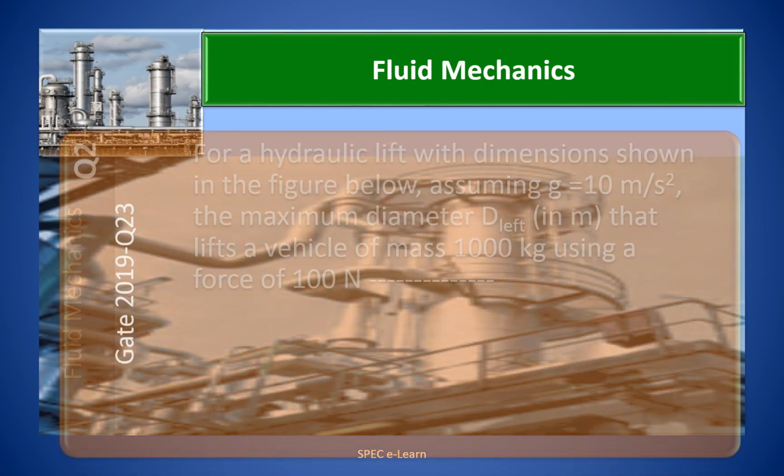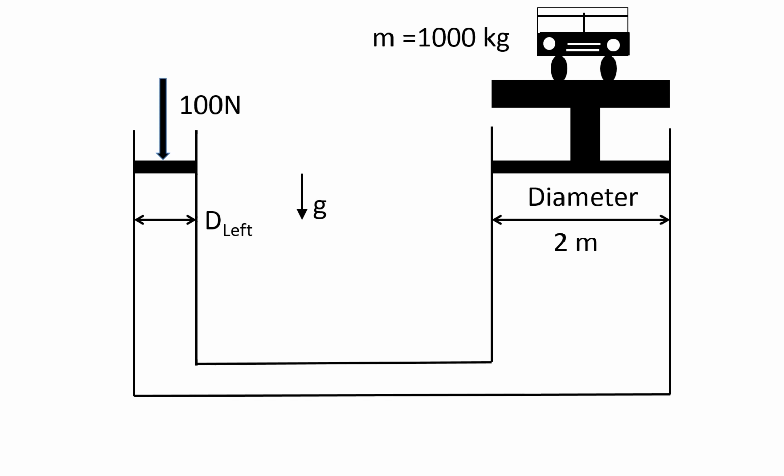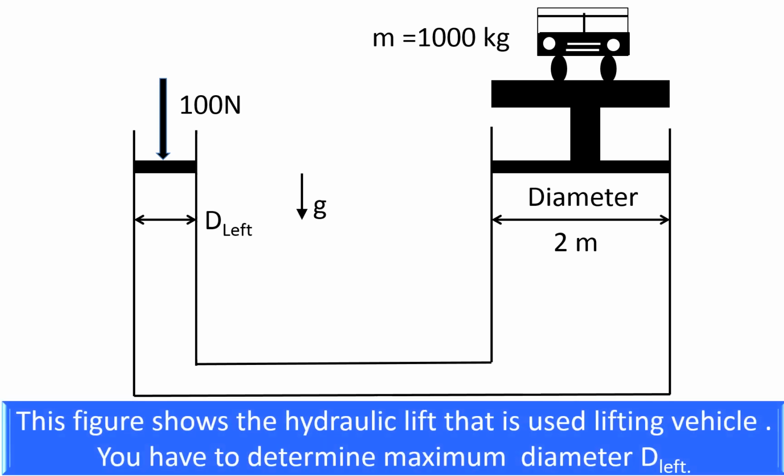GATE 2019 question number 23. For a hydraulic lift with the dimensions shown in the figure below, assuming g equal to 10 meter per square second, the maximum diameter D left in meters that lifts the vehicle of mass 1000 kg using a force of 100 Newton is. This figure shows the hydraulic lift that is used for lifting the vehicle. You have to determine the maximum diameter D left.